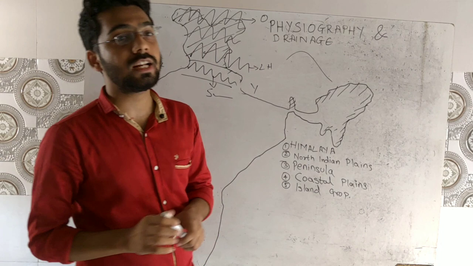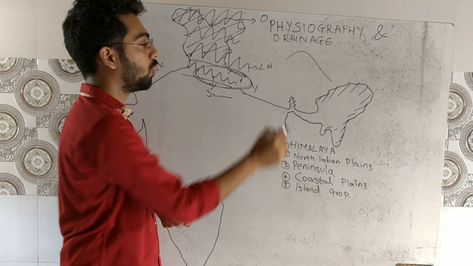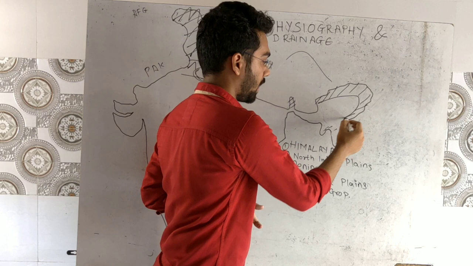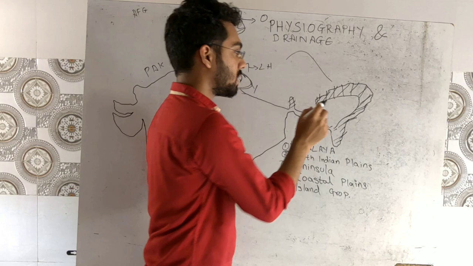Second is Kumayun Himalayas. Kumayun Himalayas is somewhere over here. And after that, the third division of India is known as Assam Himalayas. Assam Himalayas is over here. Eastern Himalayas is also known as Assam Himalayas, and Assam Himalayas is over here.